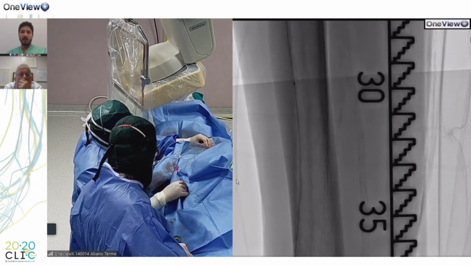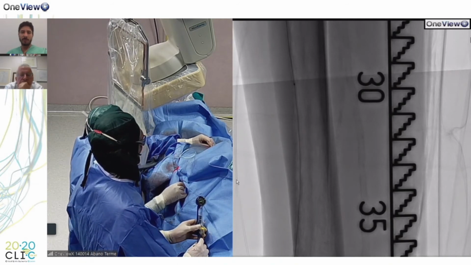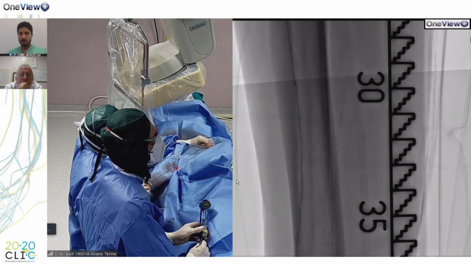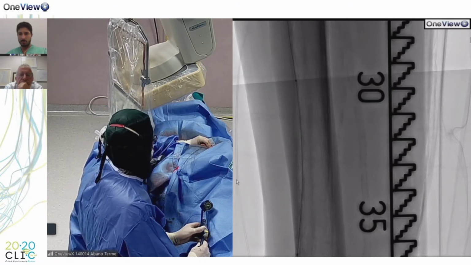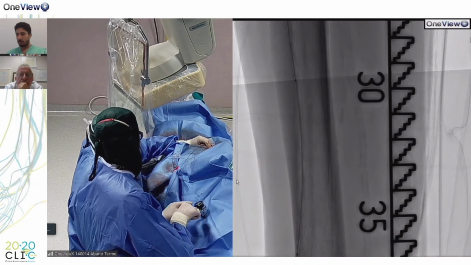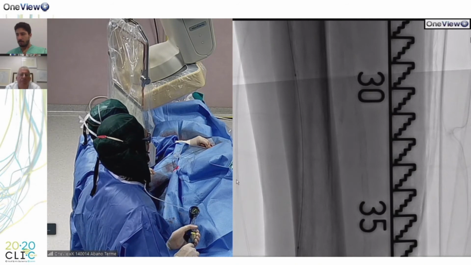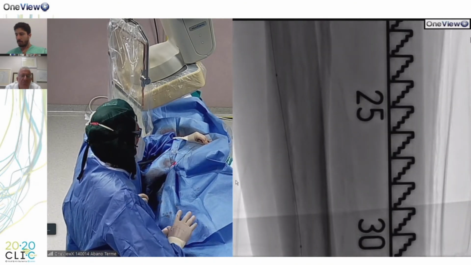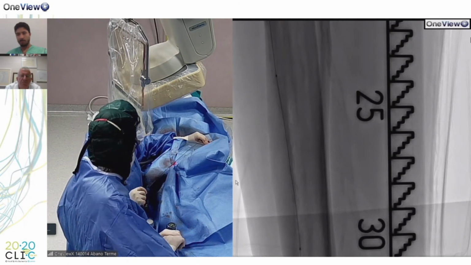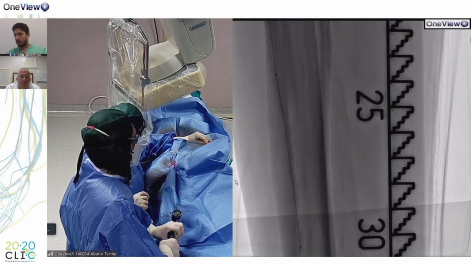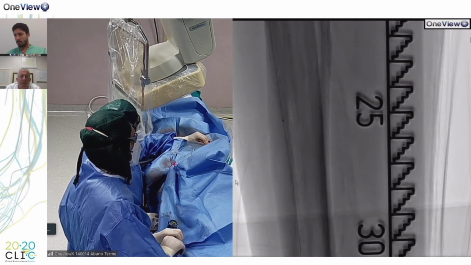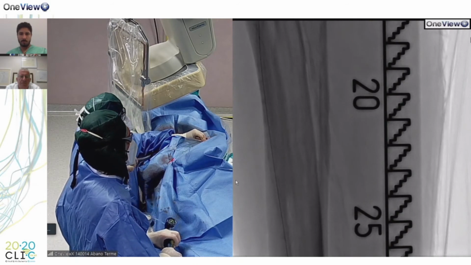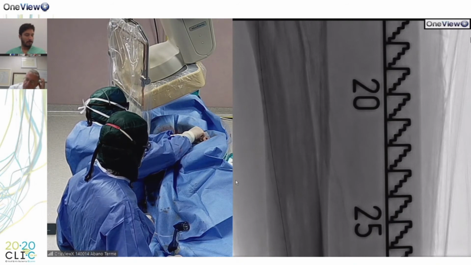Can you tell us something about the Jade balloon? This is over the wire? This is a monorail balloon. Yes, the Jade balloon is a rapid exchange system balloon with a very low profile, available from 1.5 to 5 millimeter size. Did you inflate? Deflate. Now we inflated at 20 atmospheres. We can reach 26 atmospheres. The profile is very, very low, and the balloons are very resistant to the calcium and very efficient to crack the calcium plaque sometimes. Okay, give me the 2.